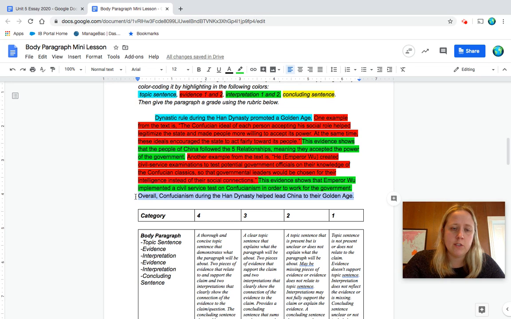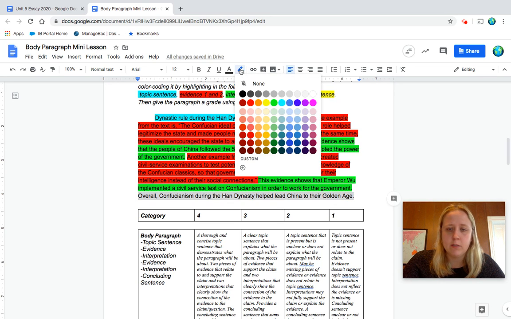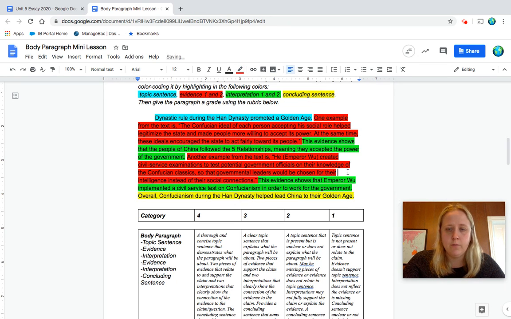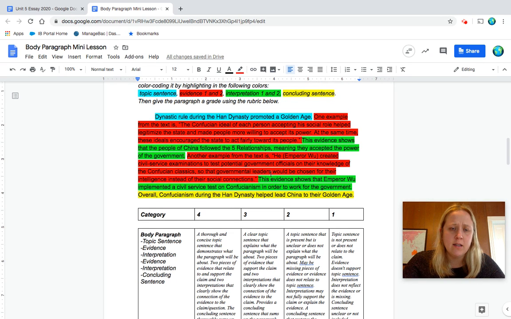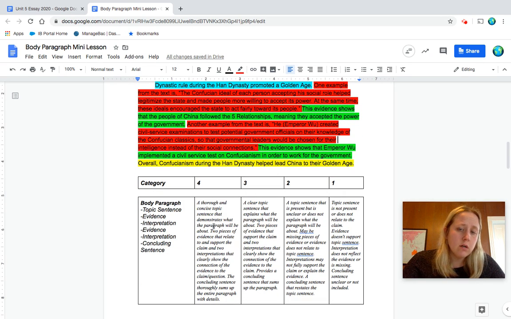Overall, Confucianism during the Han Dynasty helped lead China to their Golden Age. Okay, that's a concluding sentence. It's not very thorough, it's not very detailed, but it's there. So I do see they have 6 sentences, right? Technically, I have all my things highlighted. But let's think about, is this a 4? Is this a 3? Is this a 2? Is this a 1? Where do we think it belongs?